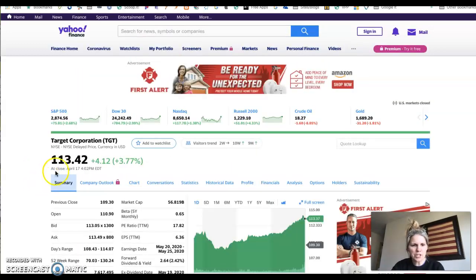So right now my trading price would be $113.42. So that's going to be the big bold number. And then my daily change, so this would have been on Friday since the markets aren't open on the weekend, is $4.12.